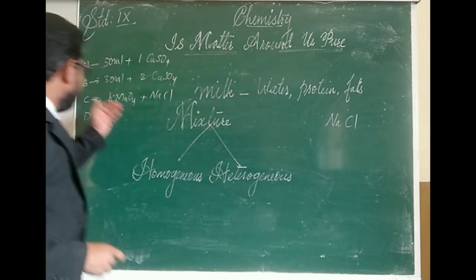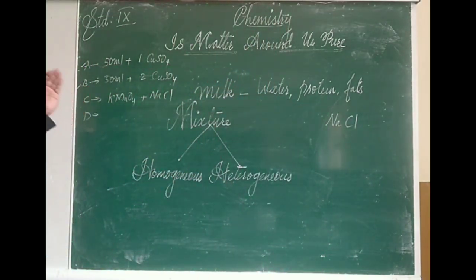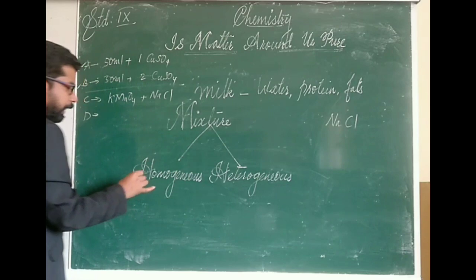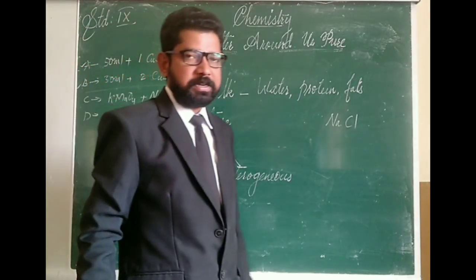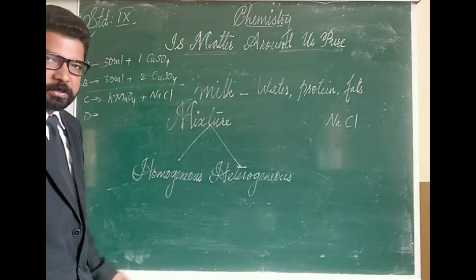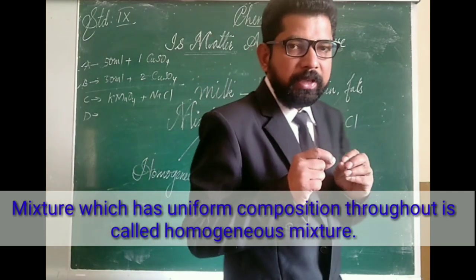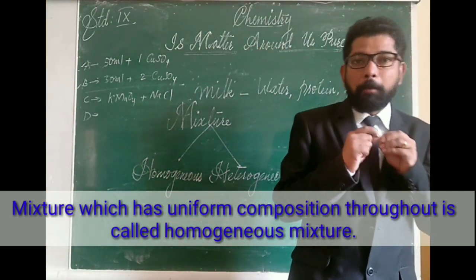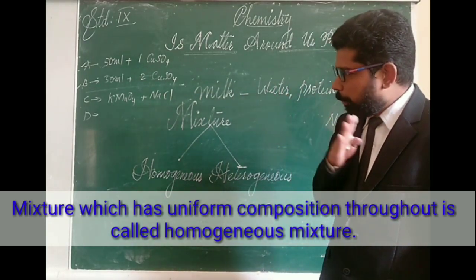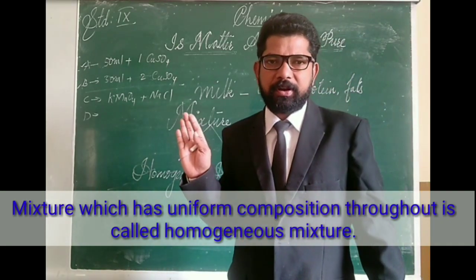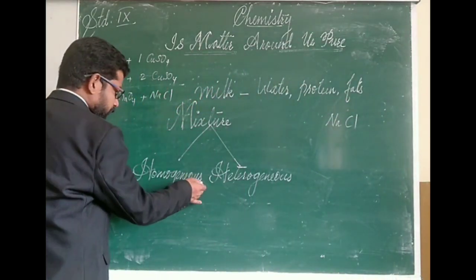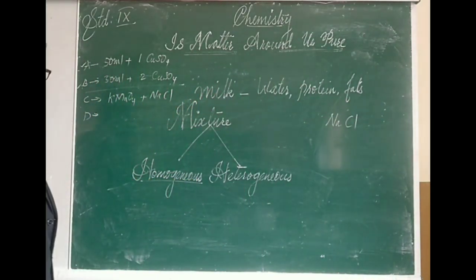So here we have learned that there are two types of mixture. A and B, both mixtures, are known as homogeneous mixtures. A homogeneous mixture is a mixture which has uniform composition throughout the mix. Its composition will be the same everywhere.